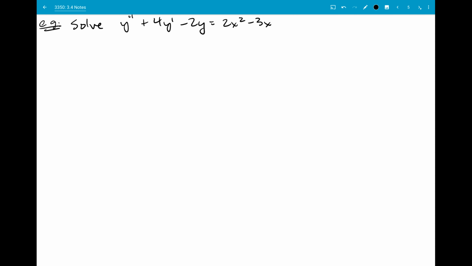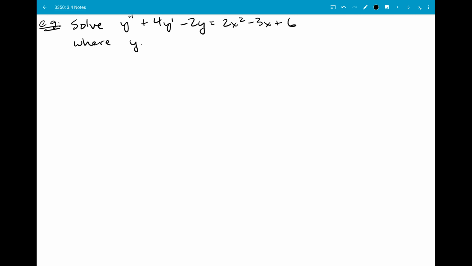Next up, we're working on an example. What we're going to try to do is solve this differential equation: y double prime plus 4y prime minus 2y equals 2x squared minus 3x plus 6.